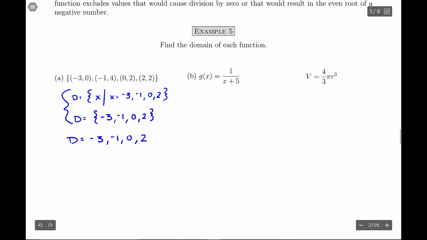I would prefer you use one of these two notations just for the sake of being consistent throughout the course. For part B, it says find the domain of this function.